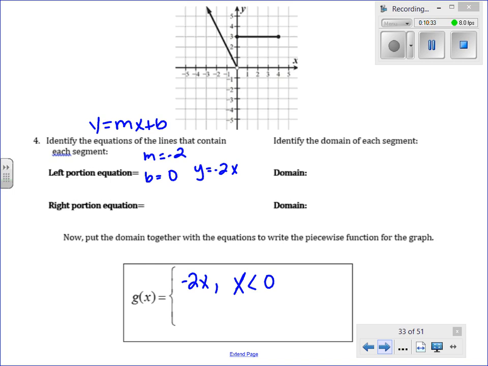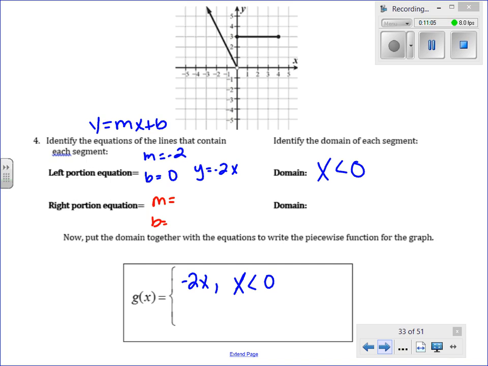If you look at the next line, we'll jump to the right portion. Fill in our domain here. Okay, on the right portion, we have a horizontal line, and we talked about horizontal lines a little bit this year, but we can go ahead and find the slope and the y-intercept. That's not a problem, and we can write it like normal, y equals mx plus b, but we'll figure out what's going to happen here.